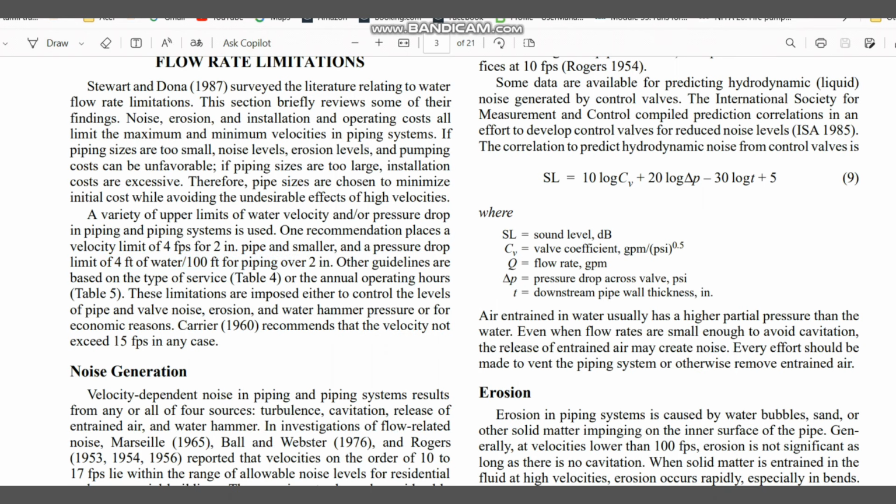So till pipe size is 2 inch and smaller, we can see the velocity must not exceed 4 feet per second, and if it is above that, then we need to make sure that the head loss is not exceeding 4 feet per 100 feet. Let me explain this one, then it will be clear for you.